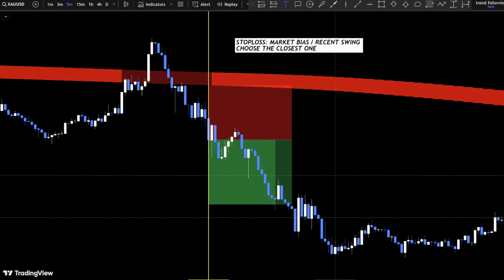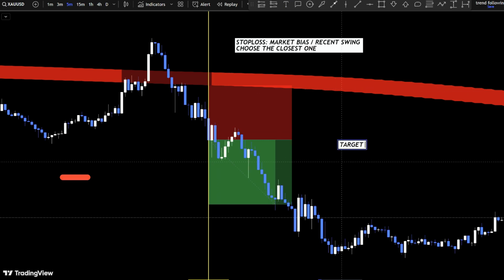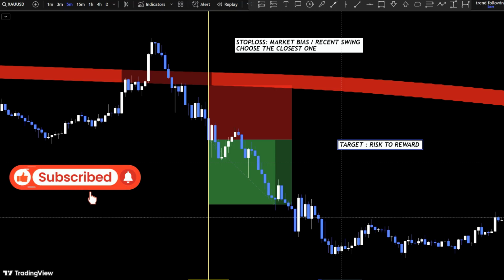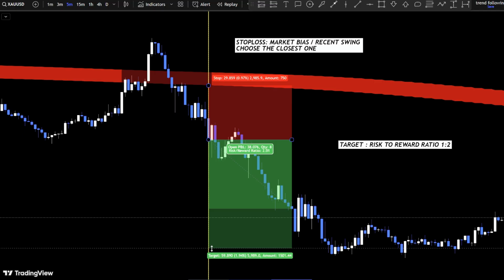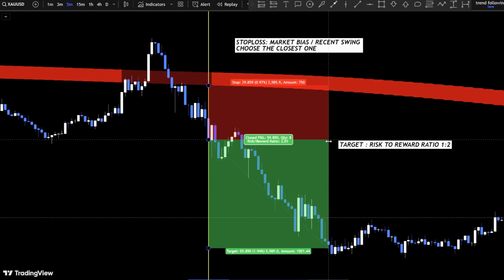Finally, let's talk about taking profit. A common and often effective approach is to set your profit target at around 2 times the distance of your stop loss. This gives you a good risk to reward ratio, meaning you're aiming to make twice as much as you're risking on the trade.